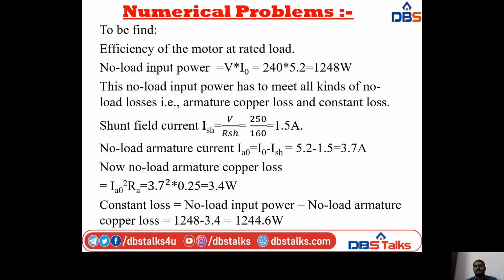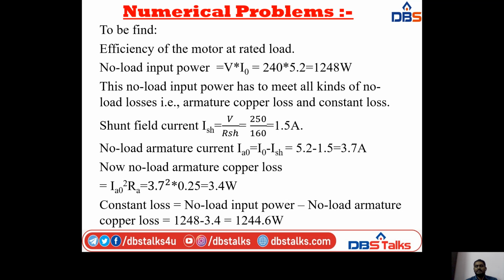We know the formula for a DC shunt motor, IA is equal to IL minus ISH, but here we have to calculate the no load armature current, that is IA naught is equal to I naught minus ISH. The I naught value is already given in the problem, that is 5.2 amperes, minus the ISH value we just calculated, that is 1.5. Substituting, we have the no load armature current IA naught equal to 3.7 amperes.